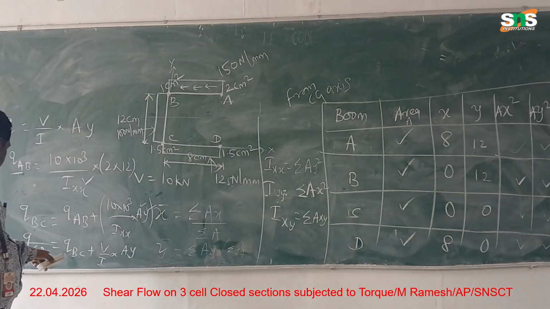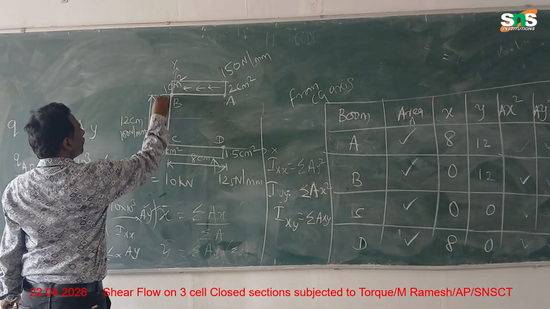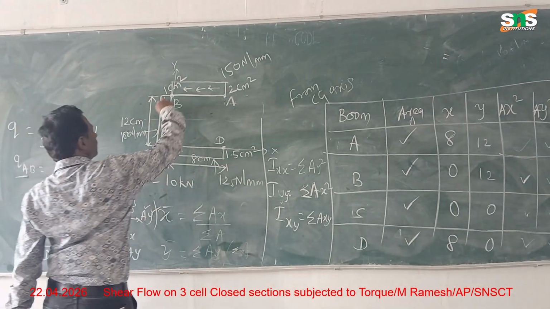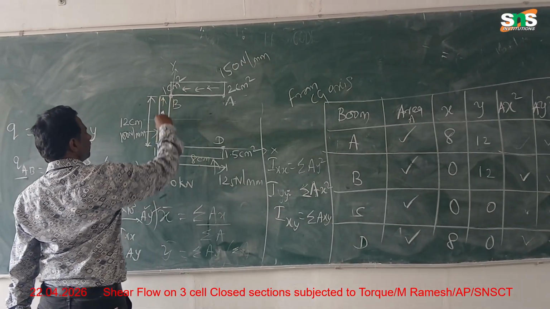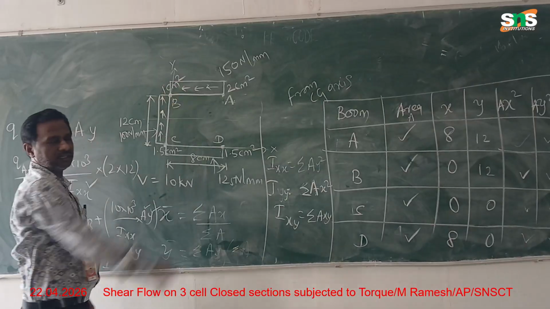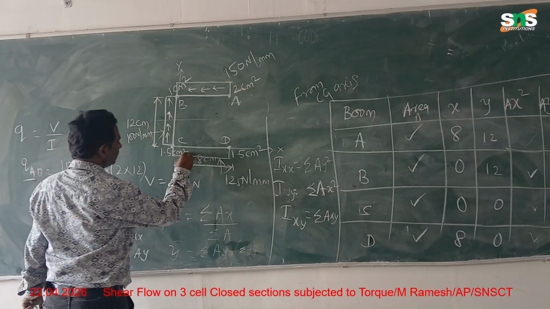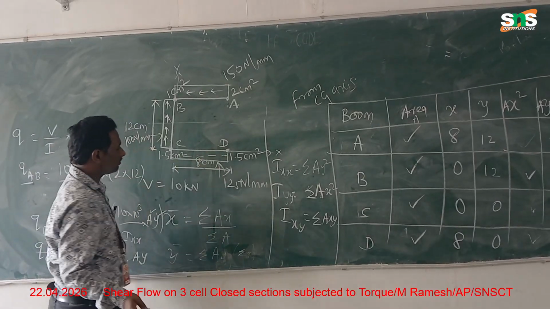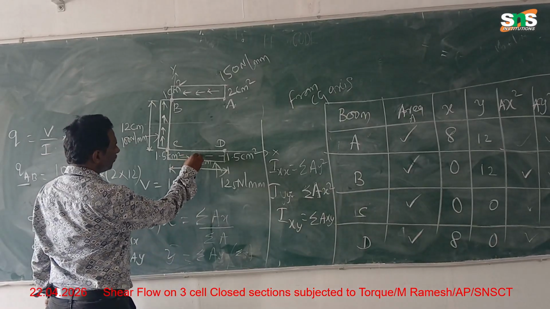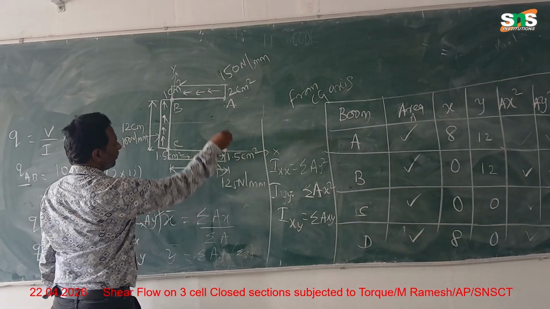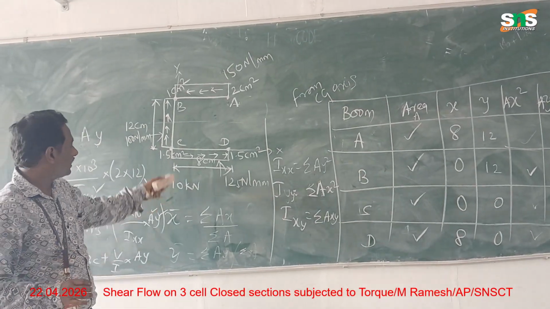And let's take QBC as a positive value. If it is positive, the direction will be like this, going along BC in a clockwise rotation. As well as CD, which can be positive or negative. Let us take it as a negative value. Negative value means it will be like this, anti-clockwise. So like that you can find the shear flow at each and every segment for the given case.